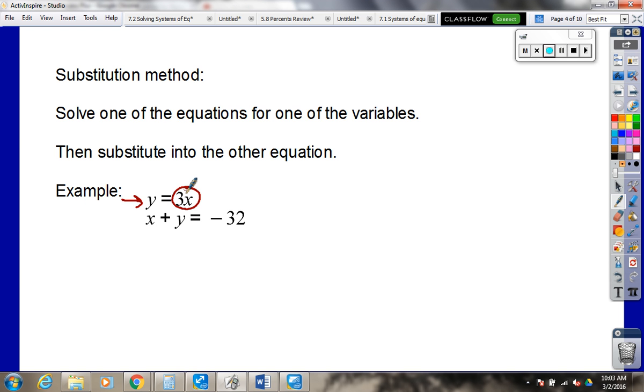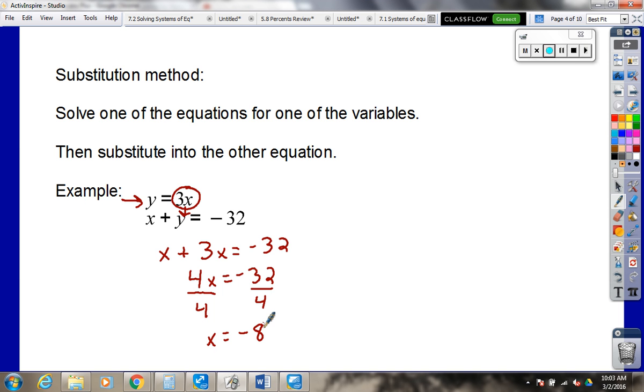So in the second equation, we can take what y equals, 3x, and substitute it in for y. So in the second equation, instead of writing y, I'm going to write 3x. With me so far? x plus 3x equals negative 32. Wouldn't it be 4x? It would be. So 4x equals negative 32. And then I divide both sides by 4, and I get x equals negative 8.